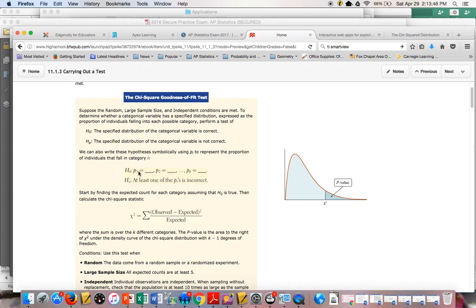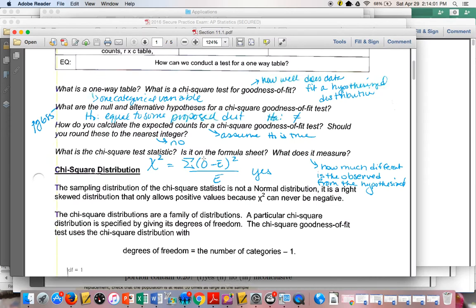The other way to do it is to write the null saying p1 is supposed to be equal to this, p2 is equal to this, and so on. The alternative we can say at least one of the above is incorrect. So either way, you can go with that. When you calculate the expected counts, I'll show you that in a problem, but the expected counts are under the assumption that the null is true. Do you round them? No, because they're just expected counts.